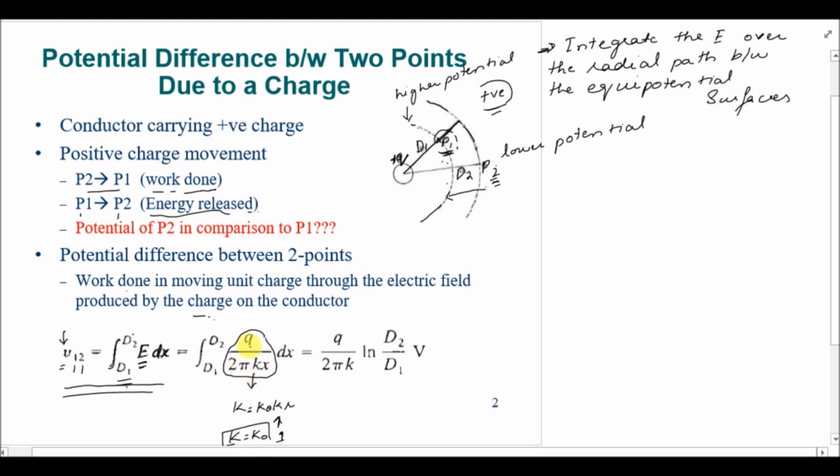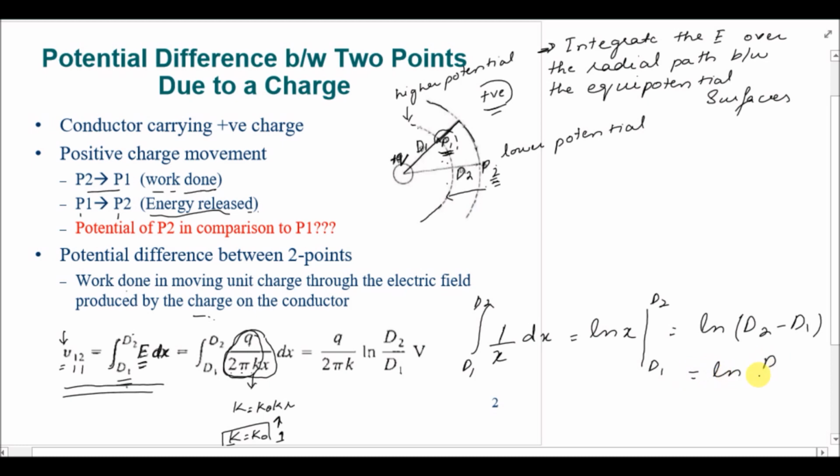So we know that q, 2 pi k, all of these are constant values, so they can be taken out of the integral, and the integral from d1 to d2 of 1 over x dx is actually equal to ln x from d1 to d2. So it will be ln d2 minus ln d1, which is ln d2 over d1. So this is the final formula for the voltage difference or potential difference between 2 points, V12.